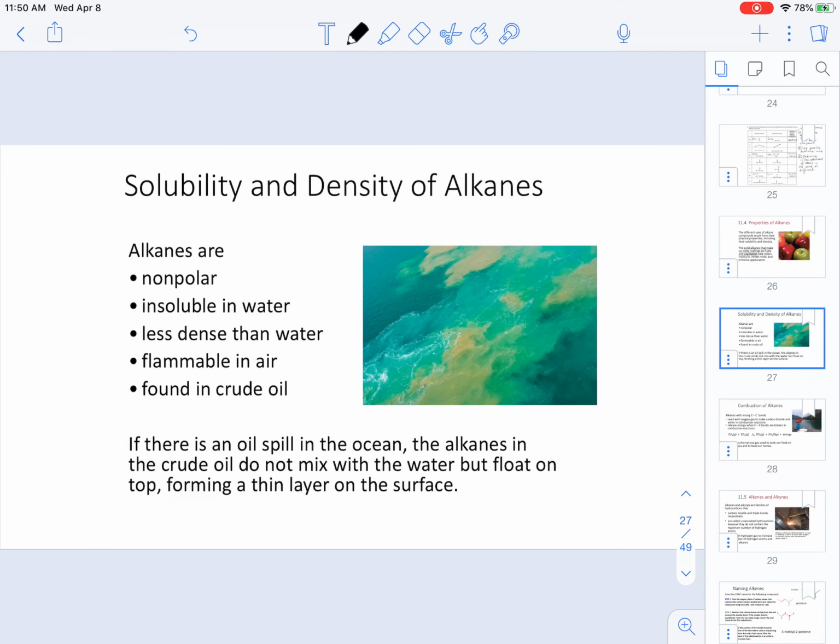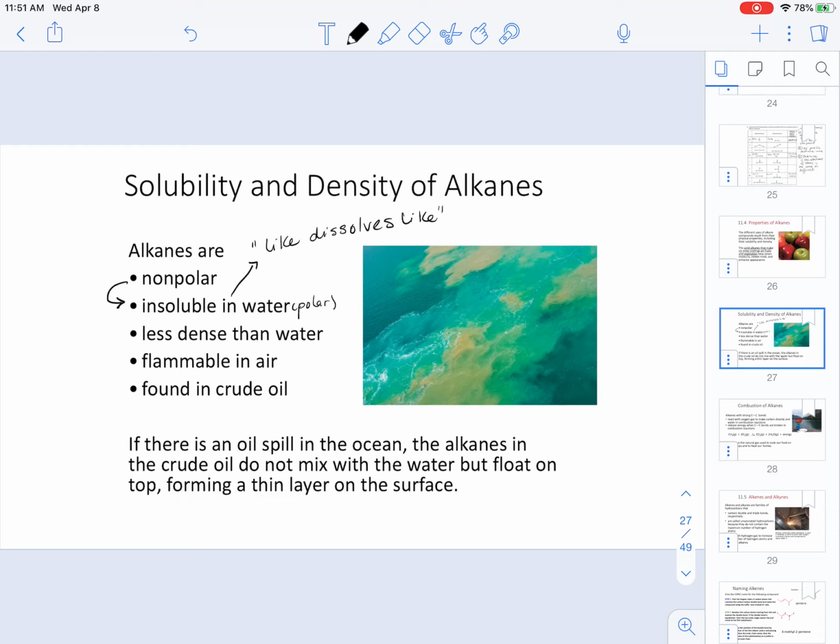When it comes to solubility and density, as we already explained, alkanes are non-polar molecules, and that's the reason why they are insoluble in water. Remember, the rule of thumb in chemistry is like dissolves like. So since alkanes are non-polar, that's why they are insoluble in water, because water is a polar molecule.